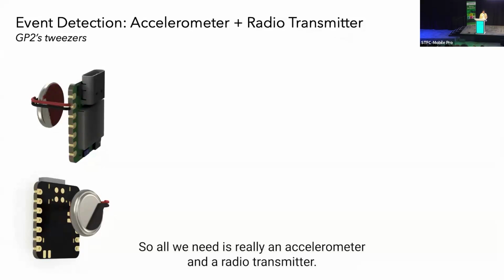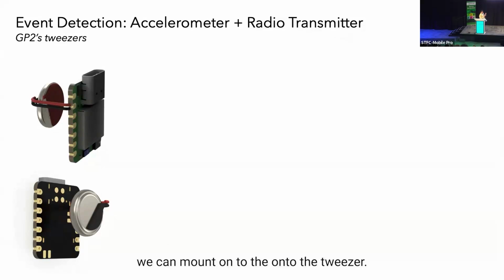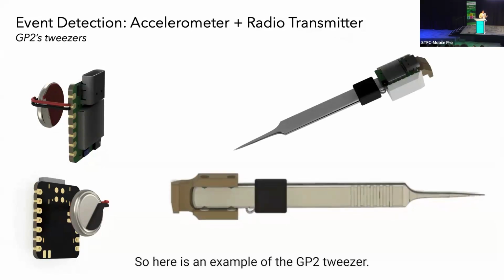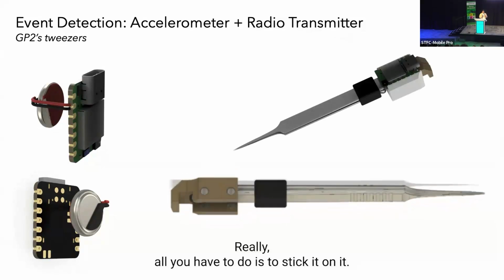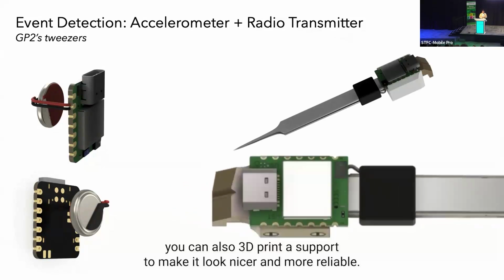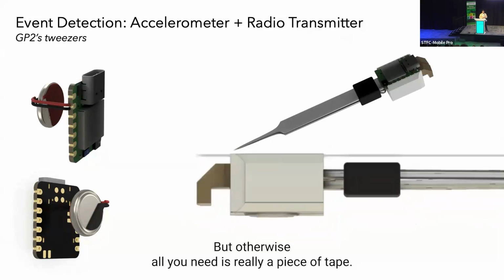So next up, we have to detect the event I was mentioning. All we need is really an accelerometer and a radio transmitter that, together with a small coin cell battery, we can mount onto the tweezer. So here is an example of the GP2 tweezer. Really, all you have to do is stick it on. In principle, if you have a 3D printer, you can also 3D print a support to make it look nicer and more reliable. But otherwise, all you need is really a piece of tape.